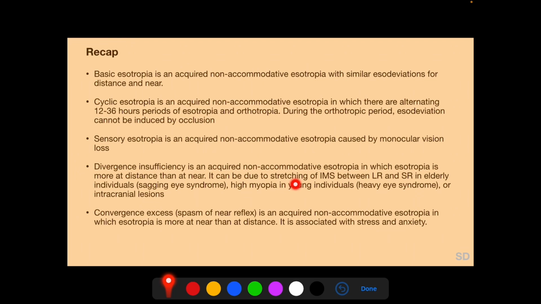This can be due to stretching of the intermuscular septum between lateral rectus and superior rectus muscles, which occurs in elderly individuals and is called sagging eye syndrome. It can also be due to high myopia in young individuals, which is known as heavy eye syndrome, or due to intracranial lesions. Convergence excess or spasm of near reflex is also an acquired non-accommodative esotropia in which esotropia is more at near than at distance, and it is associated with stress and anxiety.